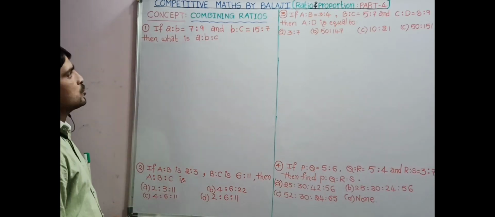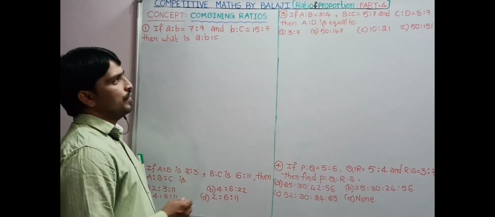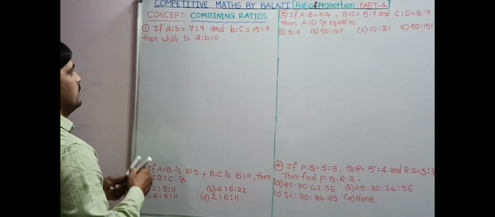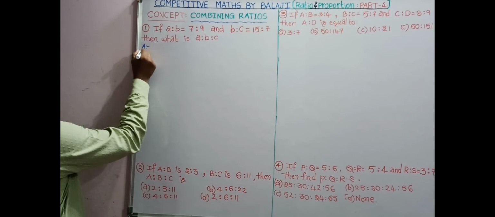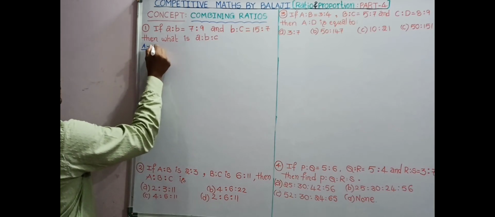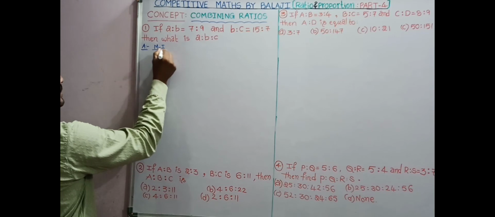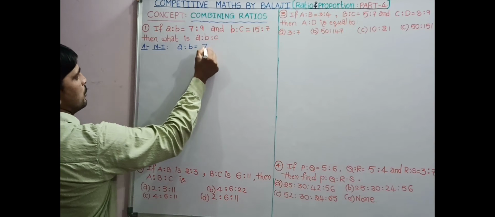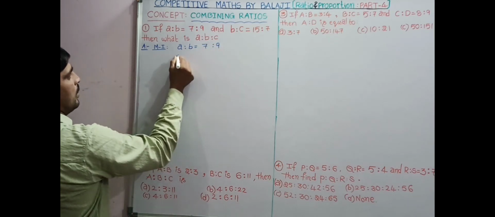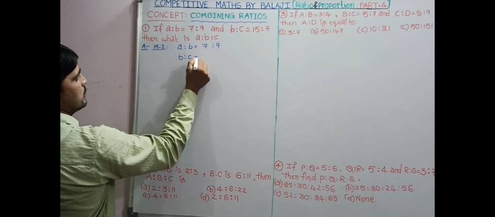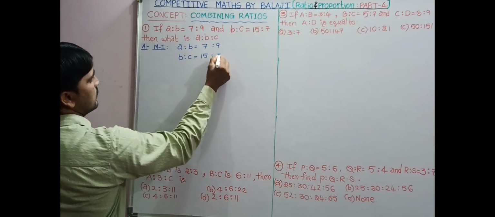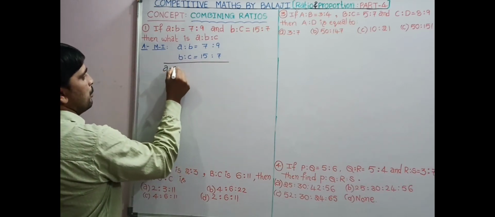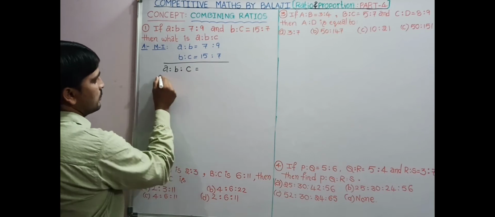First question: if A is to B is 7:9 and B is to C is 15:7, then what is the ratio of A is to B is to C? Answer. Write down, this is method 1, called the LCM method. Given A is to B equal to 7:9 and B is to C equal to 15:7. Now we have to find A is to B is to C.